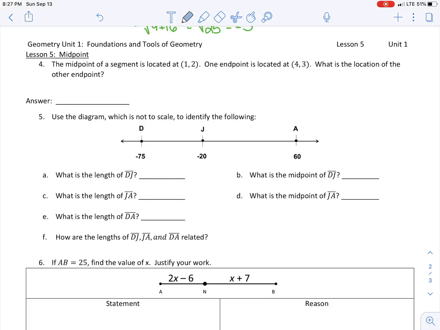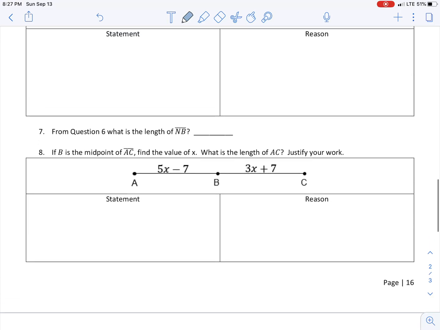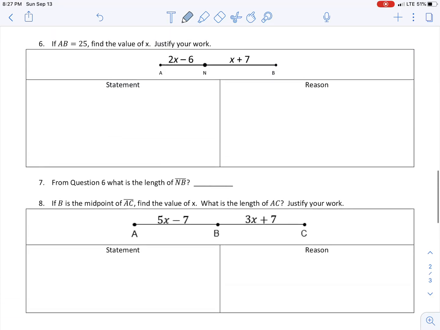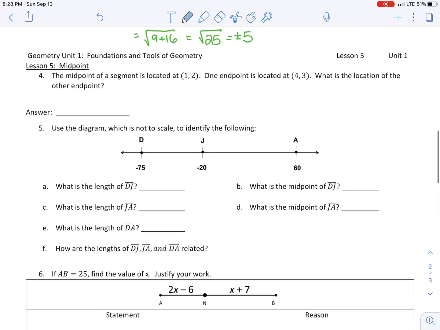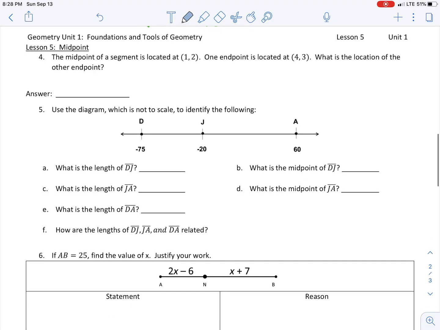Okay, so we are going to look at day 2 of midpoint. And guys, this is on page 16. We are actually going to go 6 through 8. We did that in class today. So really, we are just going to answer numbers 4 and 5 on this video.